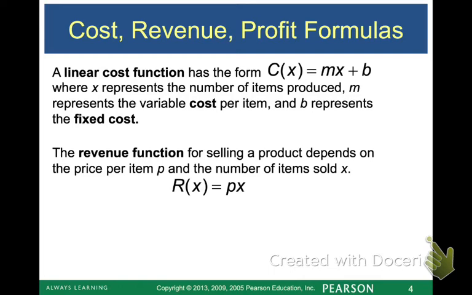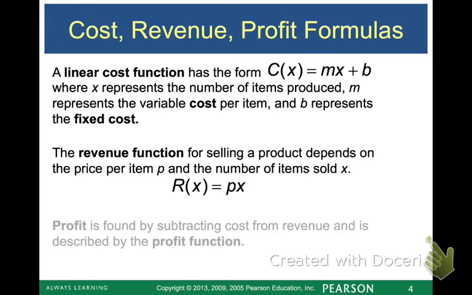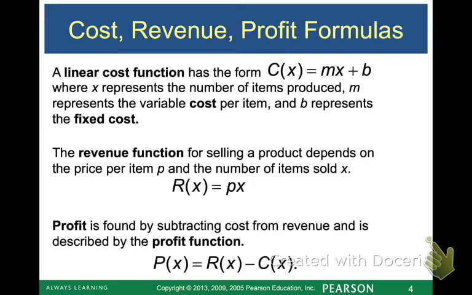The revenue function for selling a product depends on the price per item and the number of items sold. So that function is going to be R of x, so the revenue is p, price of your item, times x, the number of items sold. And then we have our profit function. This is found by just subtracting the cost from the revenue. So your profit function is just your revenue function minus your cost function. These are important functions to have written in your notes.